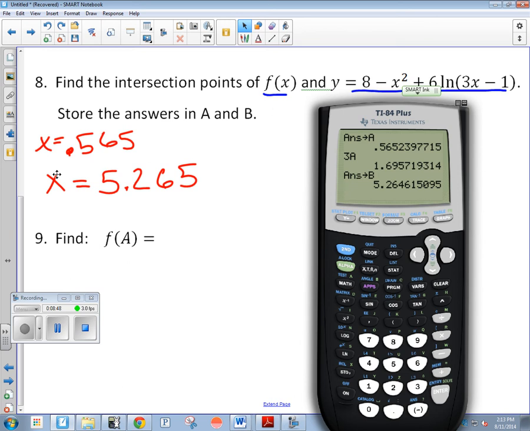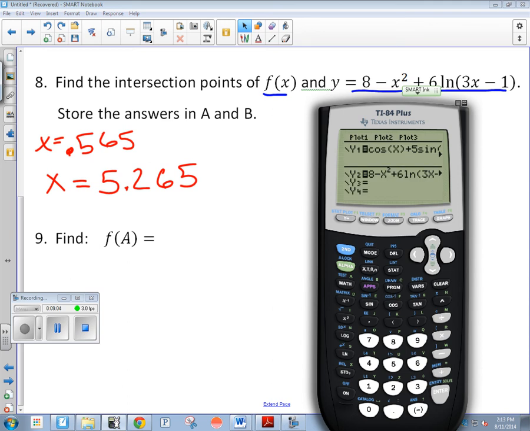Last thing we're going to learn with this. On the next one, it says find f of A. So what does that mean? Finding f of A, what are we trying to do? Plug that last answer we had into our equation. Well, look at our equation. Our equation is this big old giant mess. Do we want to type in cosine of 0.565, blah, blah, blah, and then minus 5 sine, blah, blah? That's going to take forever, right? So we're going to use our calculator to do that shorter. So here's what we're going to do.